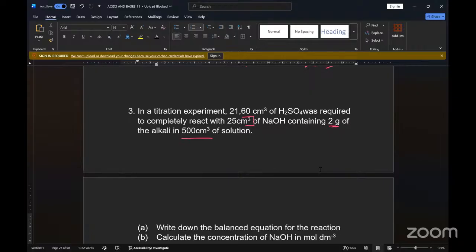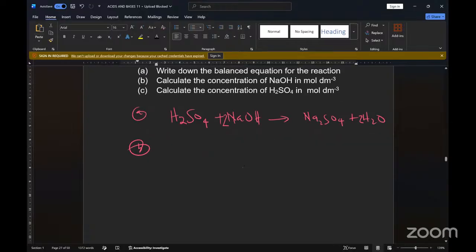Now, this is 2 grams. It is in 500 centimeters cube. Now, to make sure that we are dealing with the same quantities, we have to convert this to 1,000. How much will be in 1,000? That will be 2 times 2, because 500 centimeters cube times 2 gives you 1,000 centimeters cube. So if 2 grams are in 500 centimeters cube, then 4 grams will be in 1,000 centimeters cube. So we are going to have 4 grams per decimeter cube.